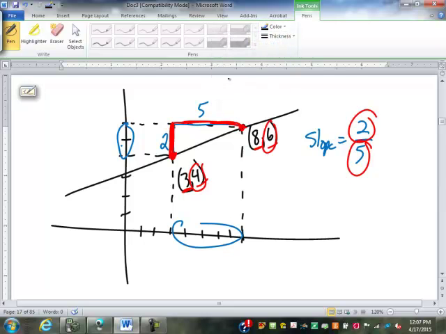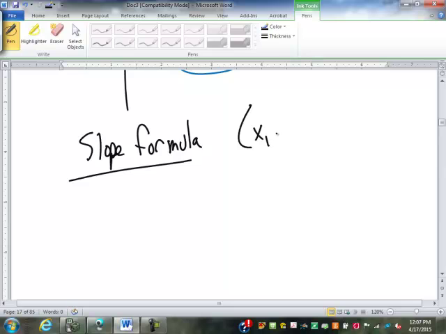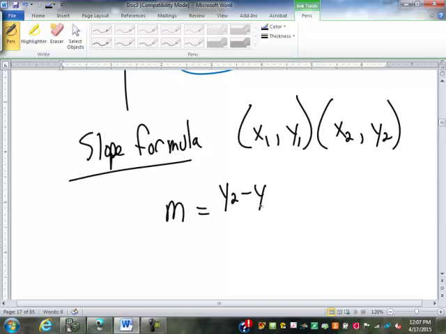So that leads us to something called our slope formula, where we can describe from 2 points, (x1, y1) and (x2, y2), the slope. M is the symbol we use for slope. M equals y2 minus y1 to get the rise, over x2 minus x1 to get the run.